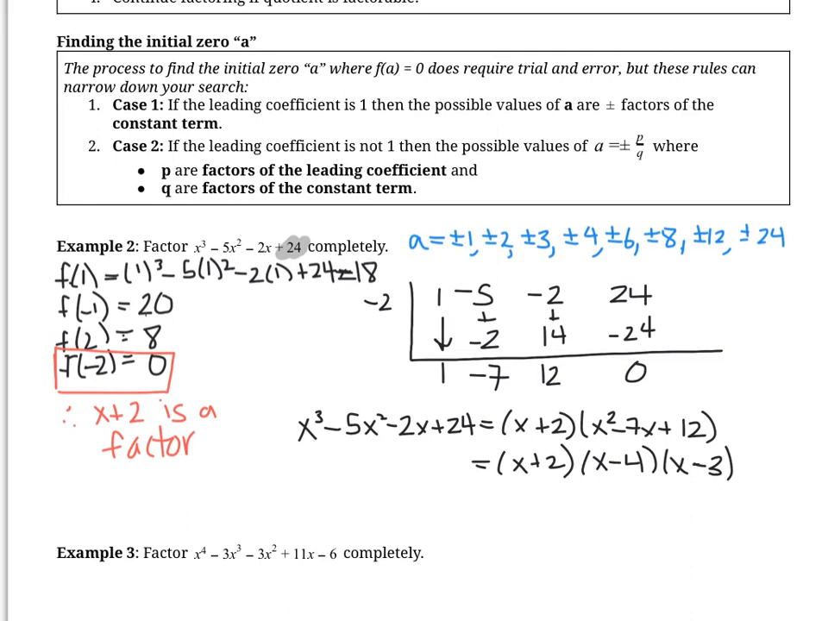Before we move on and try a harder function, I just want to talk about this case 2. What if the leading coefficient is not 1? Well, then we've got to do a different trick to be able to find the different possibilities of a, and we're going to save that for another video. So if you're interested in that, take a look at that video.